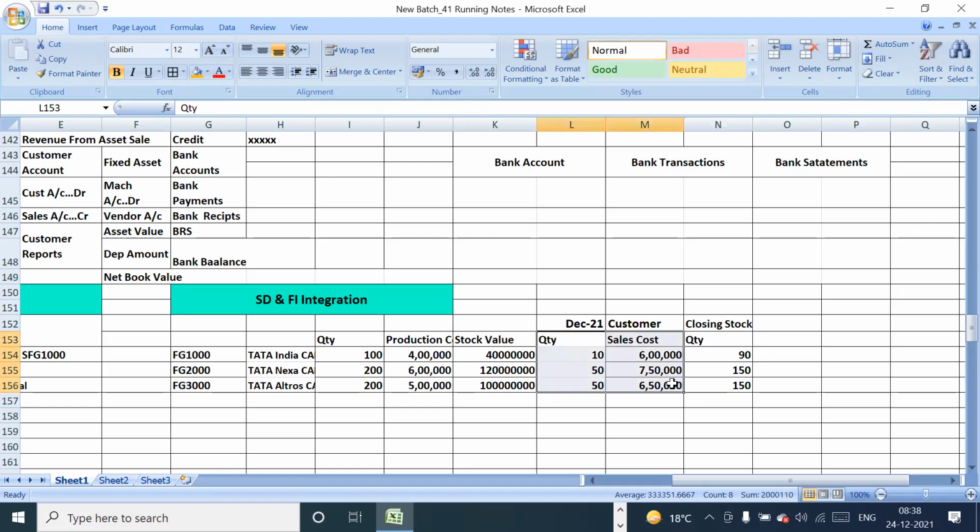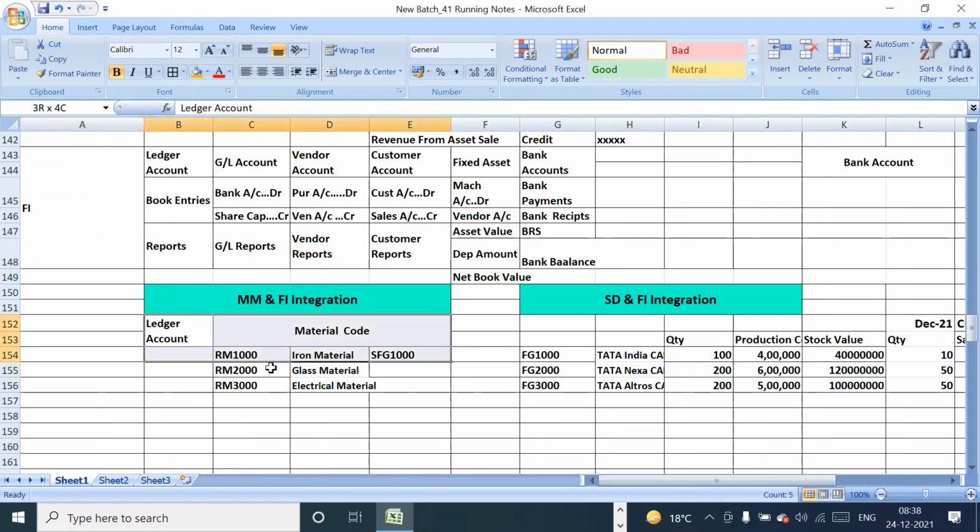Whatever sales there are, I have to show in my accounting. Whatever closing stock there is, we have to show in my accounting. So now we can understand, right? Easily, materials also, we are going to buy different materials. We have to create a separate material card, then only we will be able to see the material-wise stock reports.